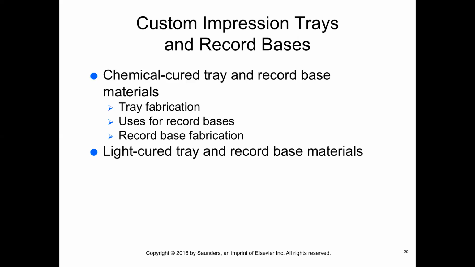Record bases are rigid bases that correspond roughly to the denture base. They are used in the construction stage of the denture and have wax rims added to them over the ridge areas. The technique for making custom trays and record bases for light cured dimethyl acrylates is the same as for the chemical cured materials, except instead of mixing powder and liquid, a sheet of the preformed material is removed from its light-proof package and adapted over the cast or wax spacer.